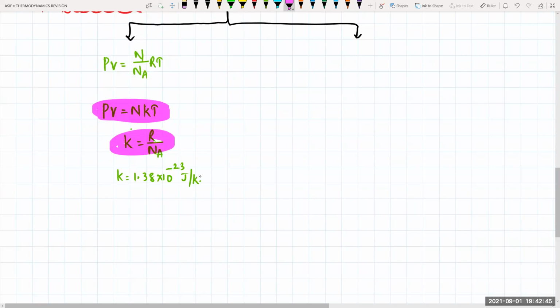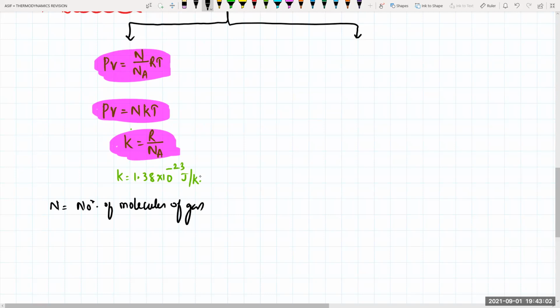K is equal to R by Na. And PV is equal to N by Na into RT. So I'll write the values there right now. What do you mean by capital N, beta? Capital N is nothing but the total number of molecules of your gas. And what is Na? Na is nothing but the Avogadro number, and the value of that is how much, beta? 6.023 into 10 to the power of 23.